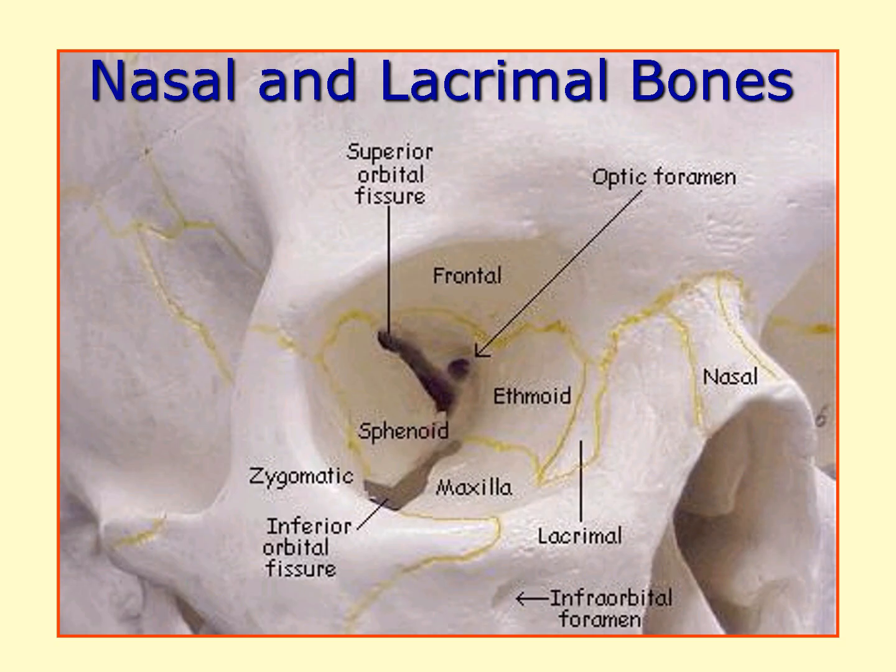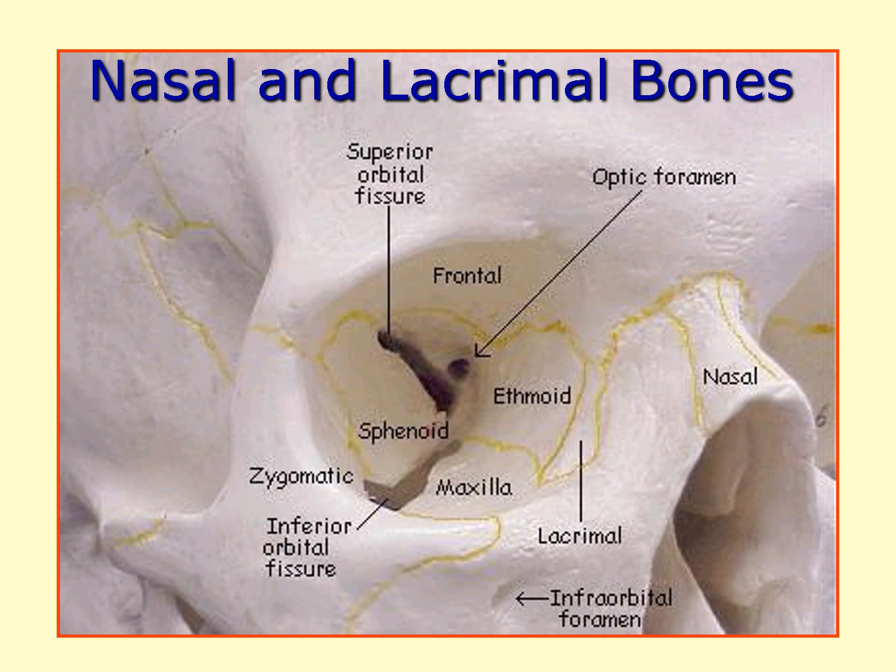The nasal bones are two little bones that form the bridge of the nose. Most of the nose consists of cartilage. The lacrimal bones are very thin and are the smallest bones of the face. They are located posterior and lateral to the nasal bones and help to form the medial wall of each orbit.